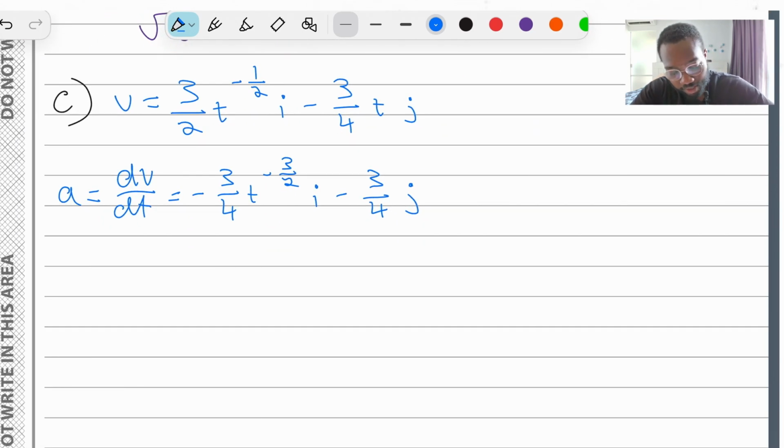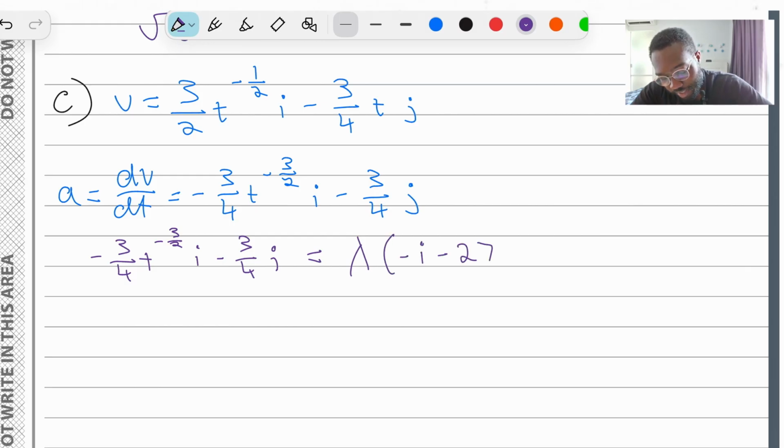Okay, that must mean that for this question, our minus 3 over 4 t to the minus 3 over 2 i minus 3 over 4j must be in the same direction as the scalar. So let's call it lambda of minus i minus 27j. Okay? So now, if we can figure out what lambda is, that will really help us out working out our value of t.